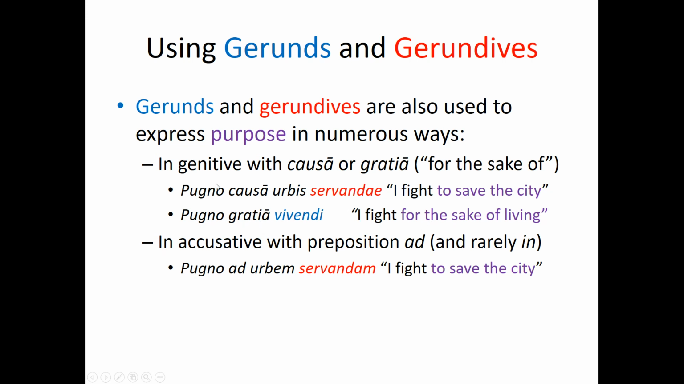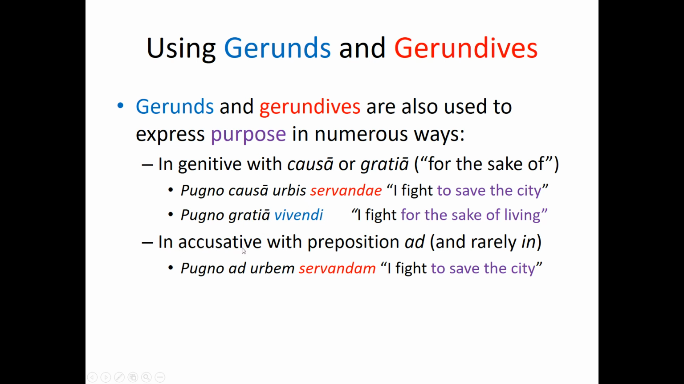Here, though, it's weird to say I fight to of city going to be saved. If you try to do it literally and make it purpose, it doesn't sound quite right. So instead, what you have to do is a bit of a gerund gerundive flip. Take this gerundive and make it into an English gerund, right? Fighting. I fight for the sake of preserving the city. Make that into the object of the original gerundive. Okay? That's causa or gratia plus the genitive. Okay, so you can see genitive, genitive, genitive.